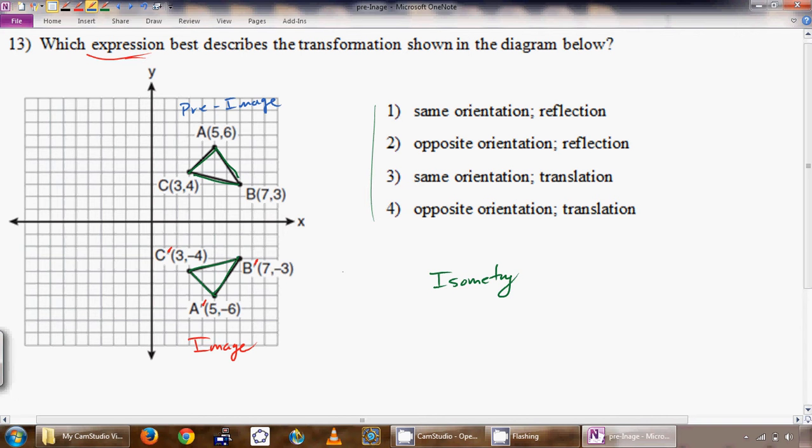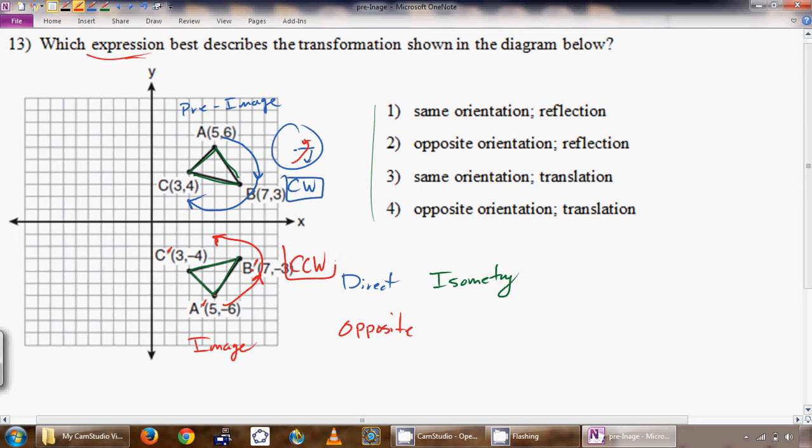And there's two kinds of isometries. There's direct, and there's also opposite. And direct and opposite are talking about orientation. So to check orientation, we're going to go with A to B and then to C. And this follows the motion of a clock. This is clockwise orientation. Now, using the same letters in the same order, A to B, and then B to C, now I'm going against the clock. This is counterclockwise. So this isn't direct, it's opposite.